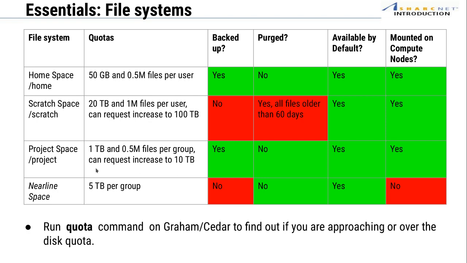This is a much better performing file system, so your production runs are highly recommended to use this file system to read and write files. It is backed up on a daily basis, same as the home file system. Nothing is automatically deleted. It's available from the get-go, and it's visible from login and compute nodes.